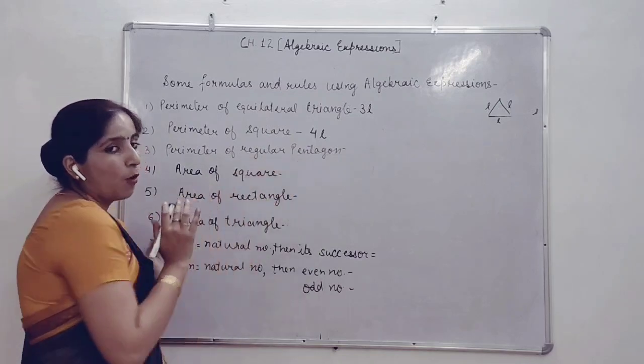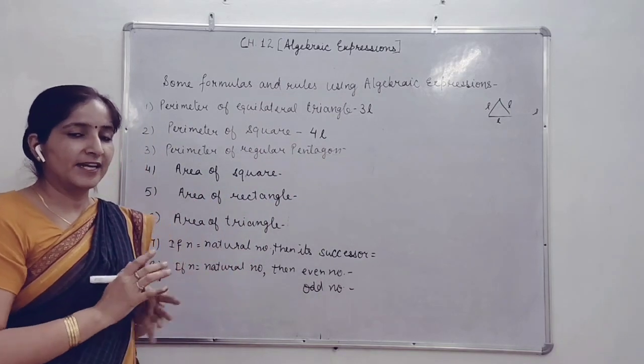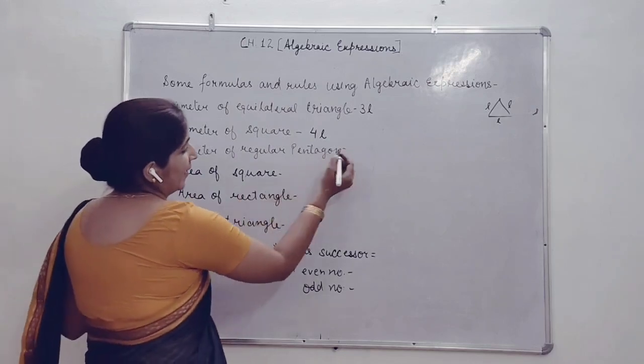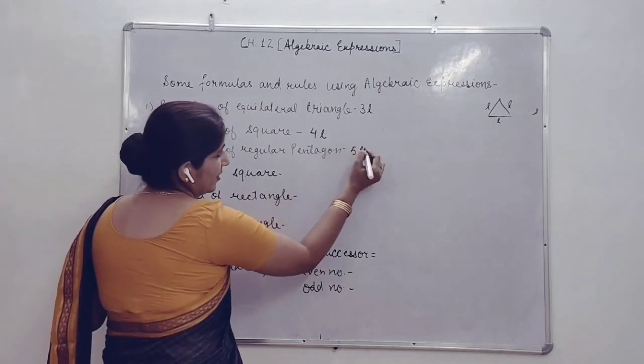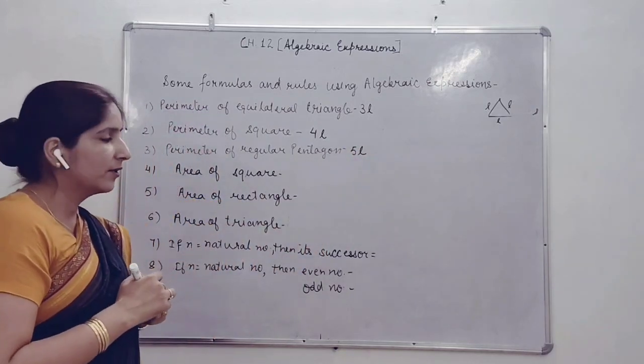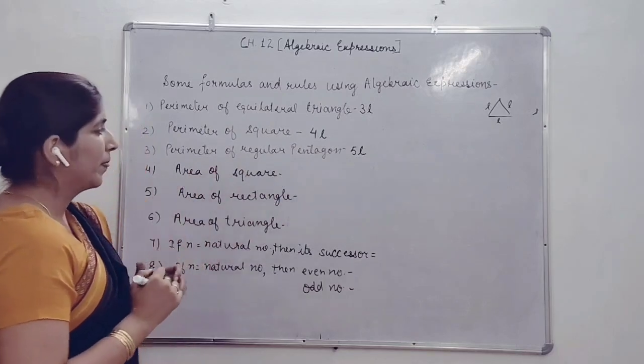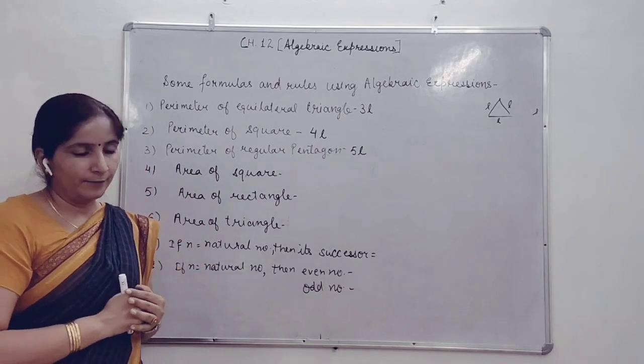Now perimeter of regular pentagon. Regular pentagon means all sides of pentagon, 5 sides, are equal. So here we can write, as the sides are 5, all are equal. If one is L, so the answer is 5L. So we can write in this manner.